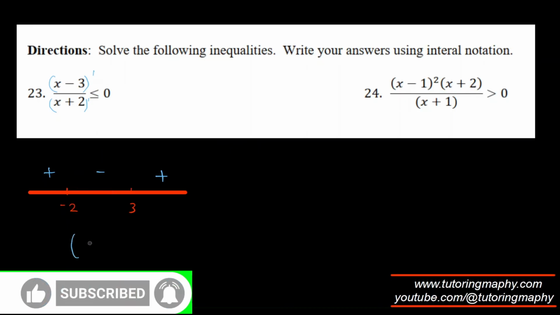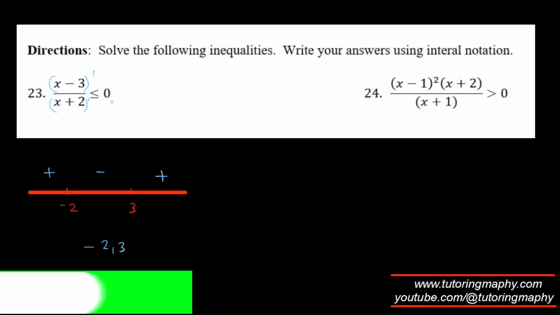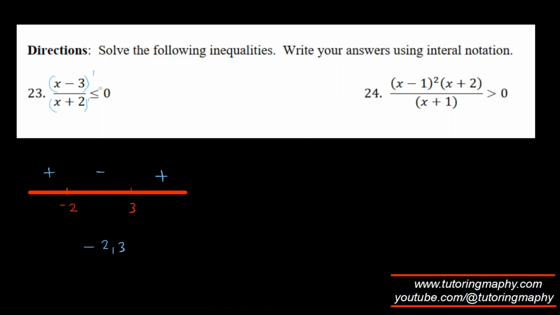But be careful whether to include -2 and 3, or 3, or both. Don't just include both blindly because this is a rational function and denominator equal to 0 is not really allowed, right? So -2 is not allowed, but we definitely allow 3 over here because 3 is just making the numerator 0, which is absolutely fine. But -2 is not allowed because it is making the denominator 0. Likewise over here, I'm going to make a number line.